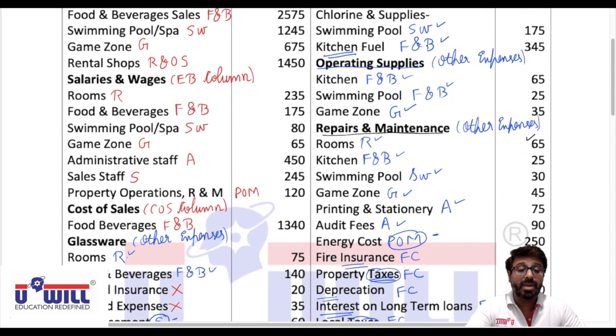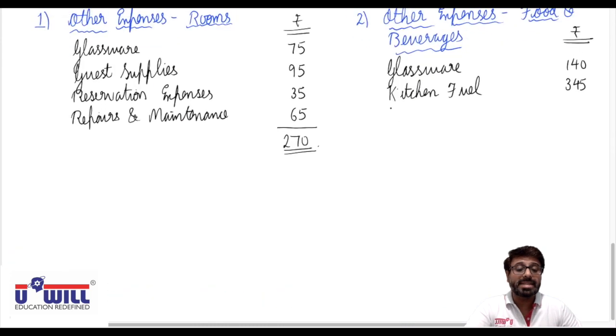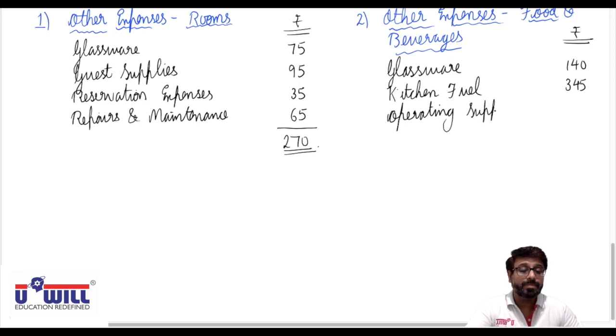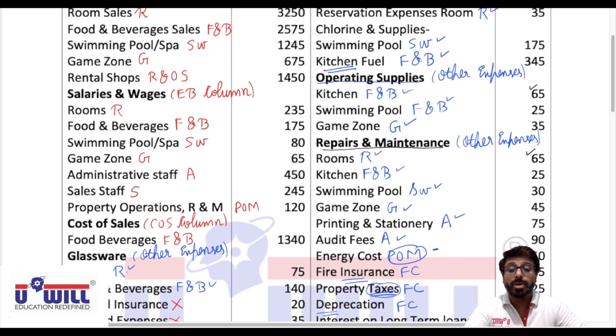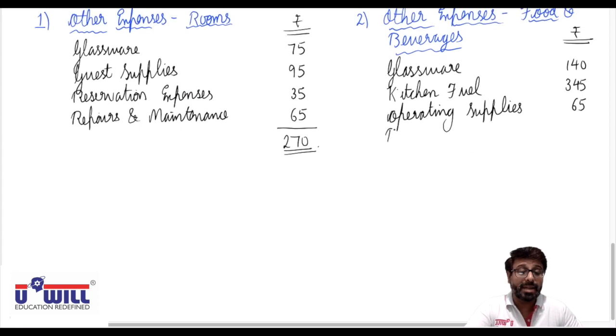Okay, after kitchen fuel, what is marked as food and beverages? Operating supplies of 65. Okay, operating supplies 65. Then after operating supplies, what item do we have marked as F&B? Okay, there is a mistake here. Swimming pool would come as SW, not F&B. So swimming pool would go in swimming pool. Again, kitchen, repairs and maintenance of kitchen 25. So repairs and maintenance 25.